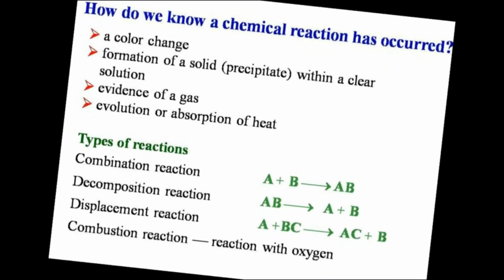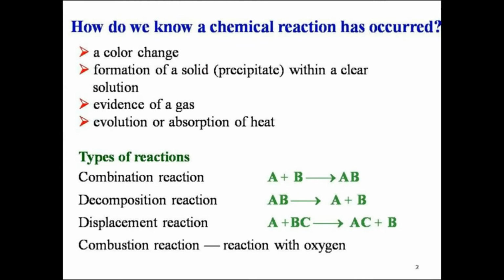And how do we know a chemical reaction has occurred in those particular substances? First, we can see a color change. Second, there will be a formation of a solid, that is a precipitate, from a clear solution. We can also see an evolution of gas, and also absorption as well as evolution of heat.